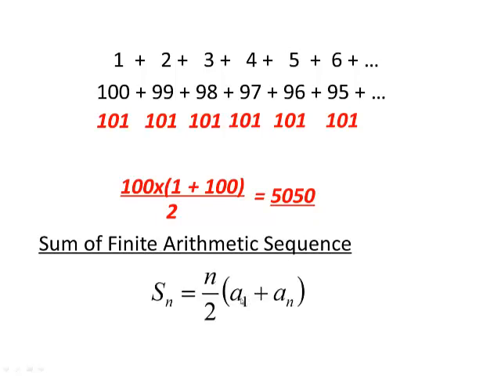The first term plus the last term, right? The 1 plus the 100 times how many pairs we had. We had 100 pairs divided by 2, because you would have to add all those numbers up twice. So we attribute this formula to Gauss.